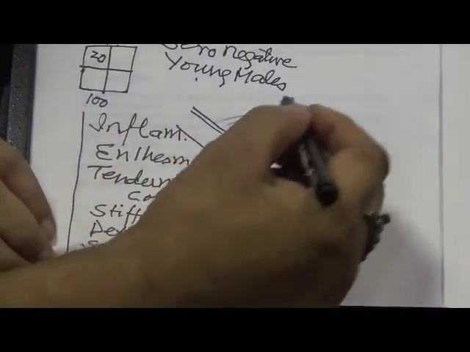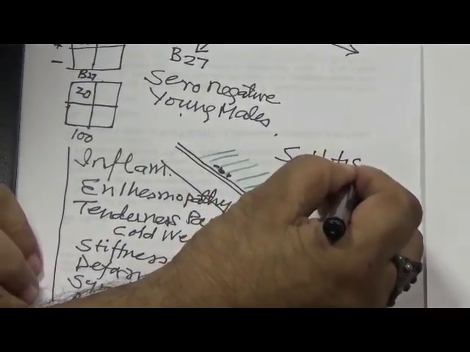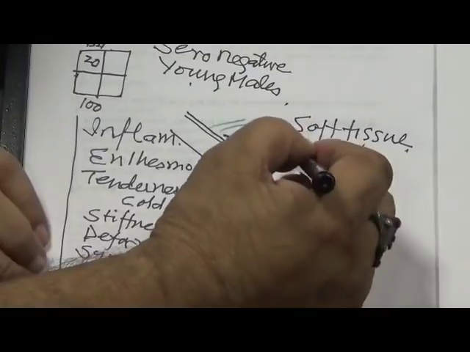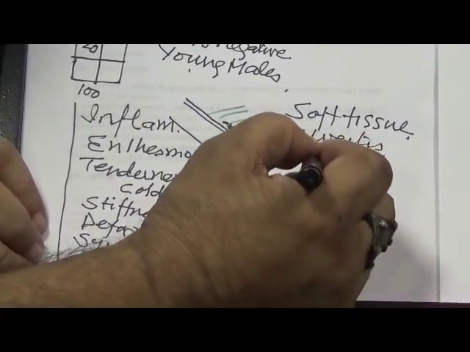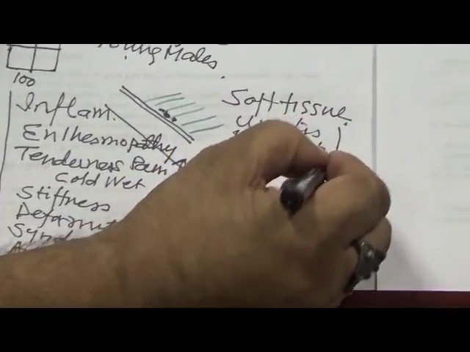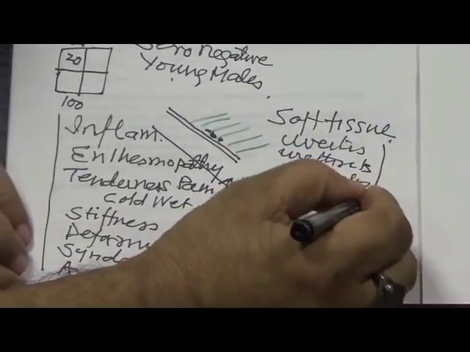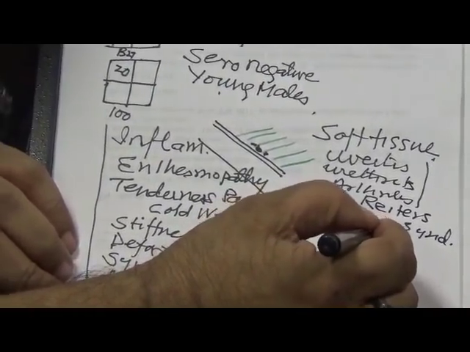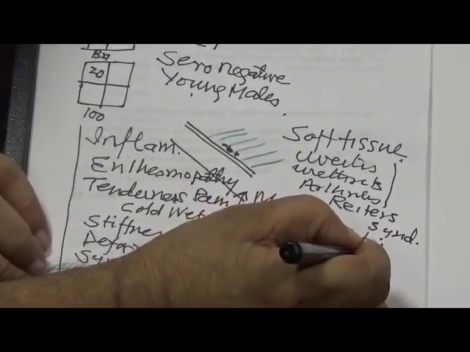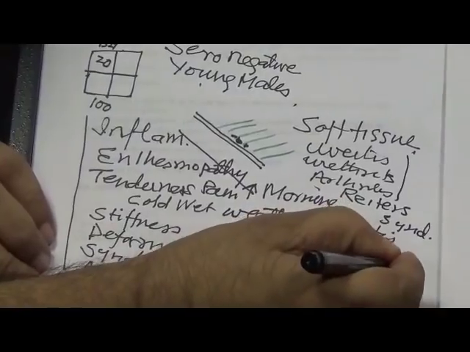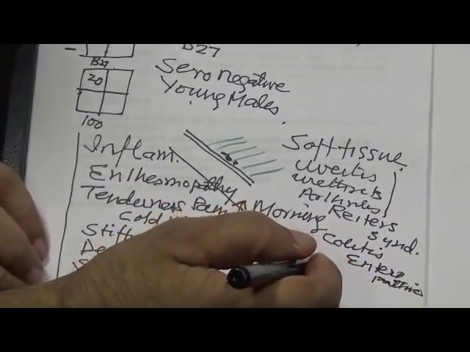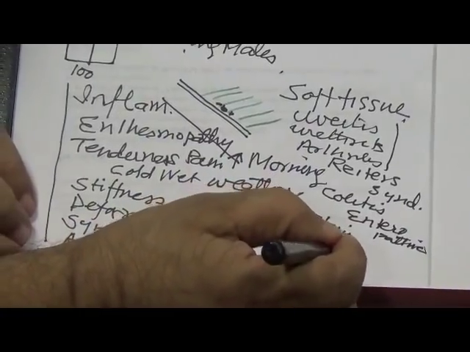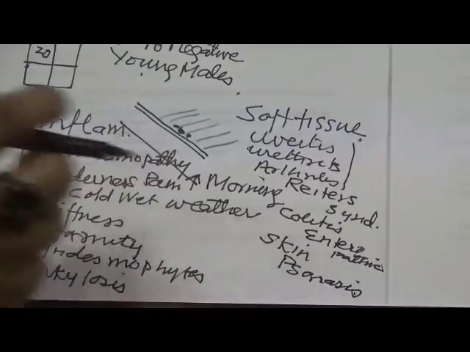Also there can be soft tissue involvement, and here you can have uveitis, urethritis and arthritis, which is typical of Reiter's syndrome. Or you can have colitis, which is typical of enteropathic arthritis. Or you can have involvement of skin, which is psoriasis. So this is called psoriatic arthritis.